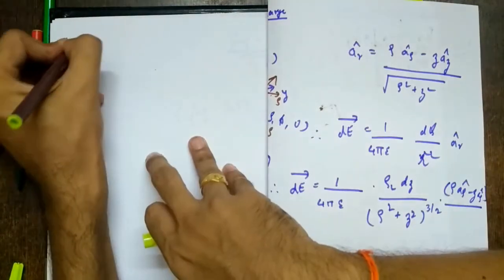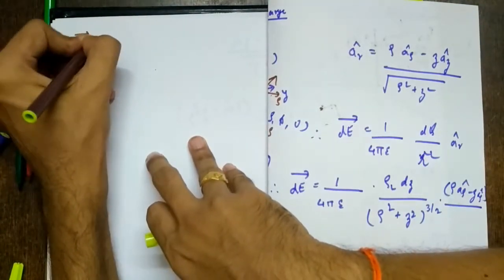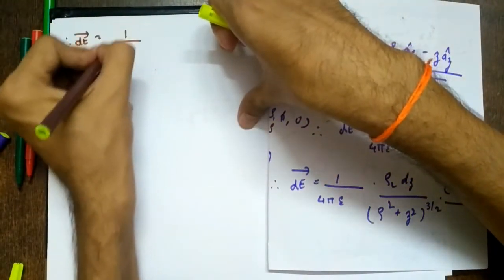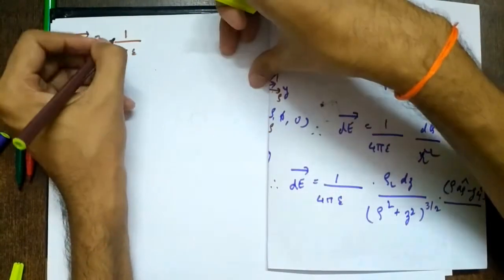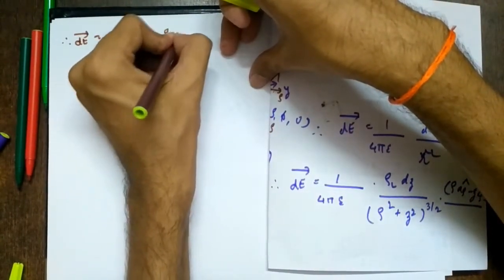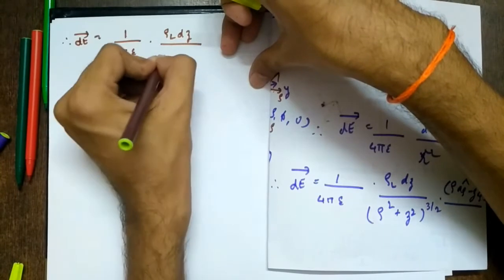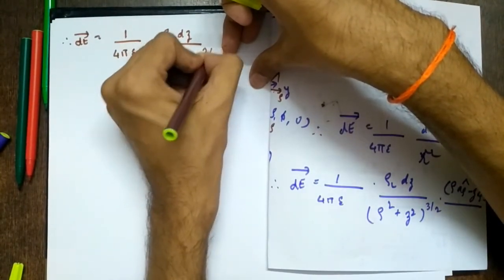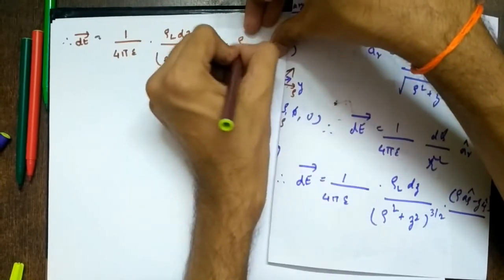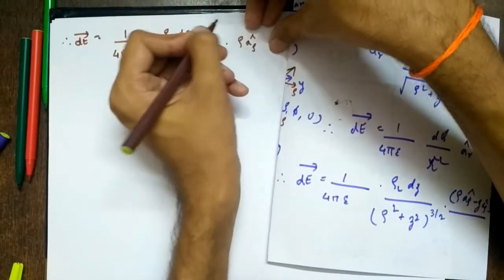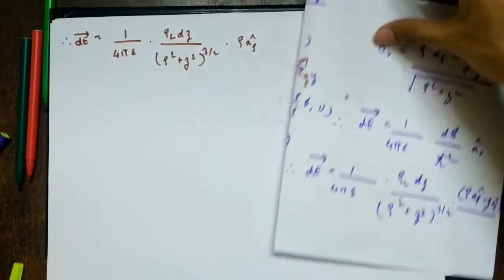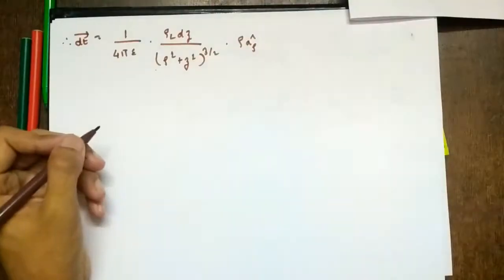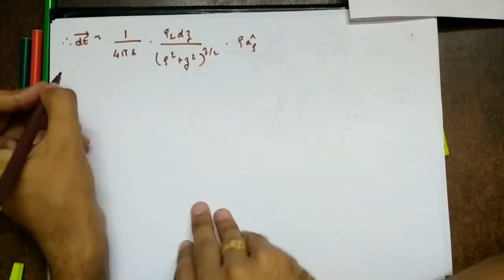So what will be the dE vector? Therefore the simplified dE vector expression will be 1 upon 4 pi epsilon, rho L dz upon (rho square plus z square) raised to 3 by 2, into rho a rho cap. That's it. So now we have the expression, and now we can integrate it.